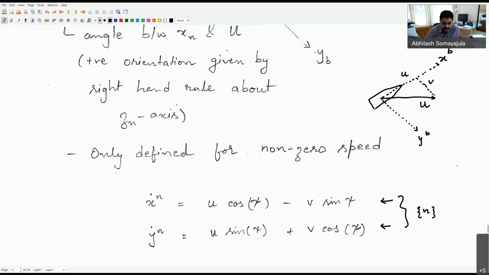Notice that these two quantities on the left hand side are defined in the n frame.